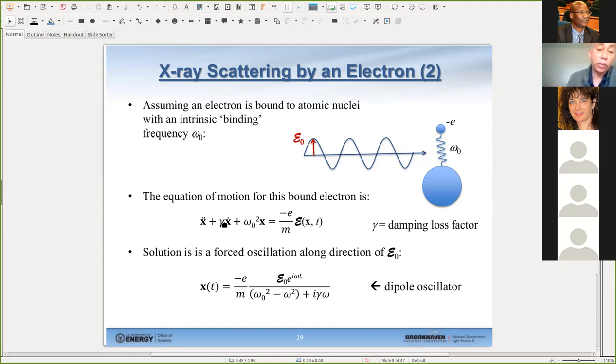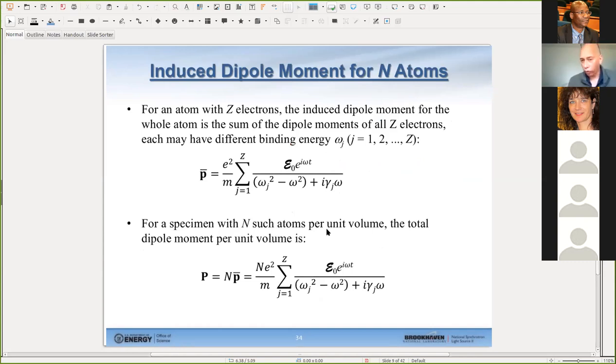So along comes a photon and wiggles the electrons. The main point is that because the nucleus is heavy, you basically only see the electrons because they move a lot. The next thing I want to point out, if you look at the bottom here, is that the amplitude is going to change sign when you're below and above the binding energy. The oscillations will have a certain phase with respect to the incident wave, and when you go past the binding energy, it's a different phase. That was for one electron.